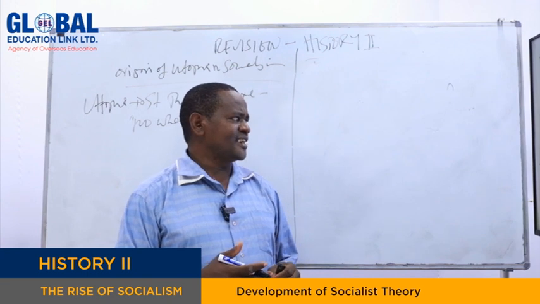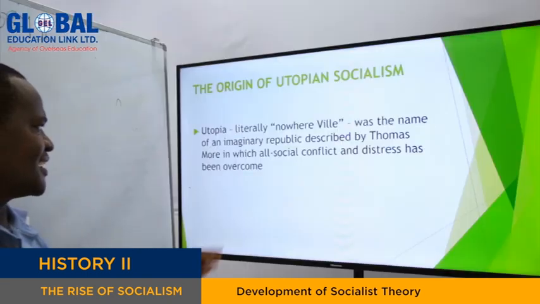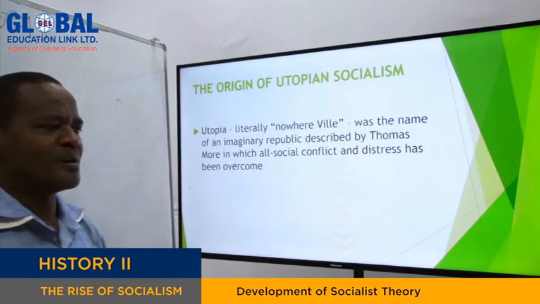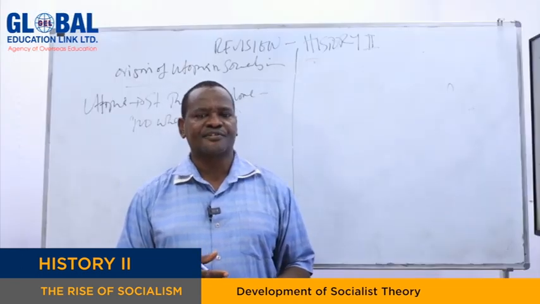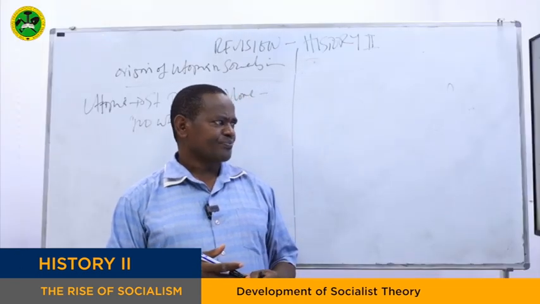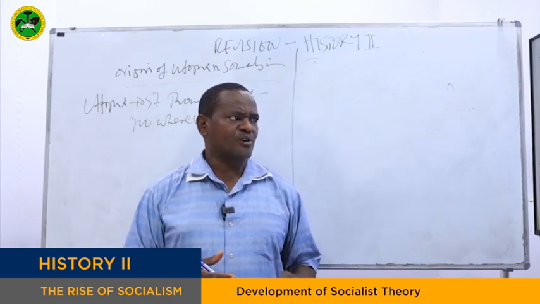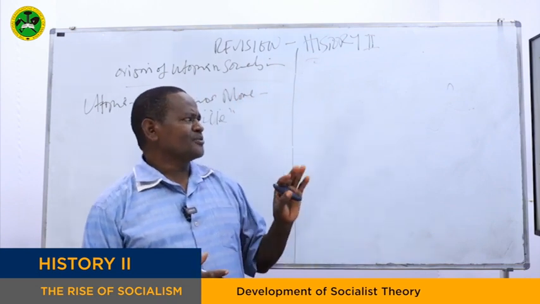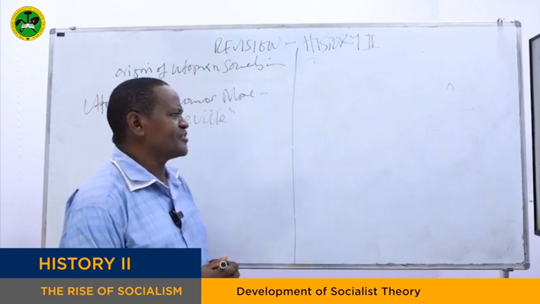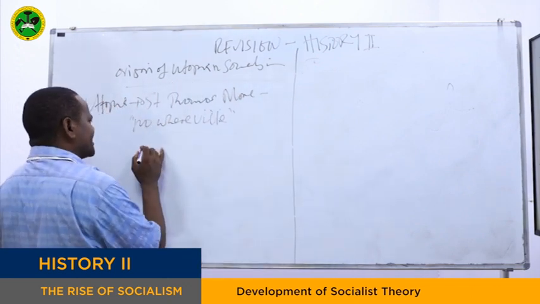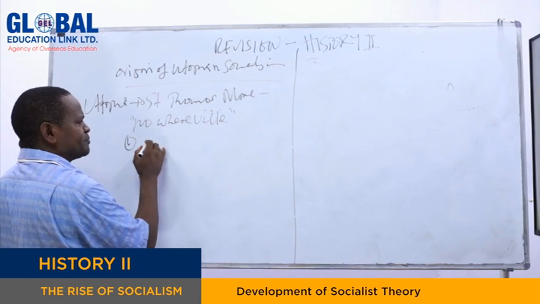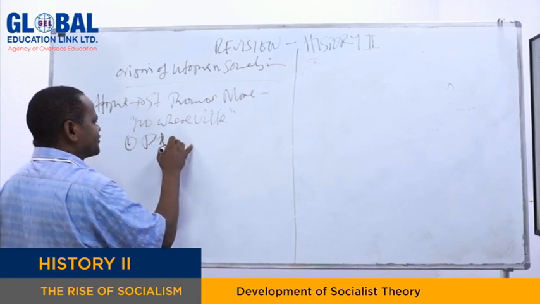And as you can see, he said that in that society, social conflict and distress will be overcome. There will be no social distress and conflict. This is the meaning of utopia. And let's look now at the origin of utopia. Where do we trace this idea of utopia? The first area where we can trace the origin of utopia is from Plato.